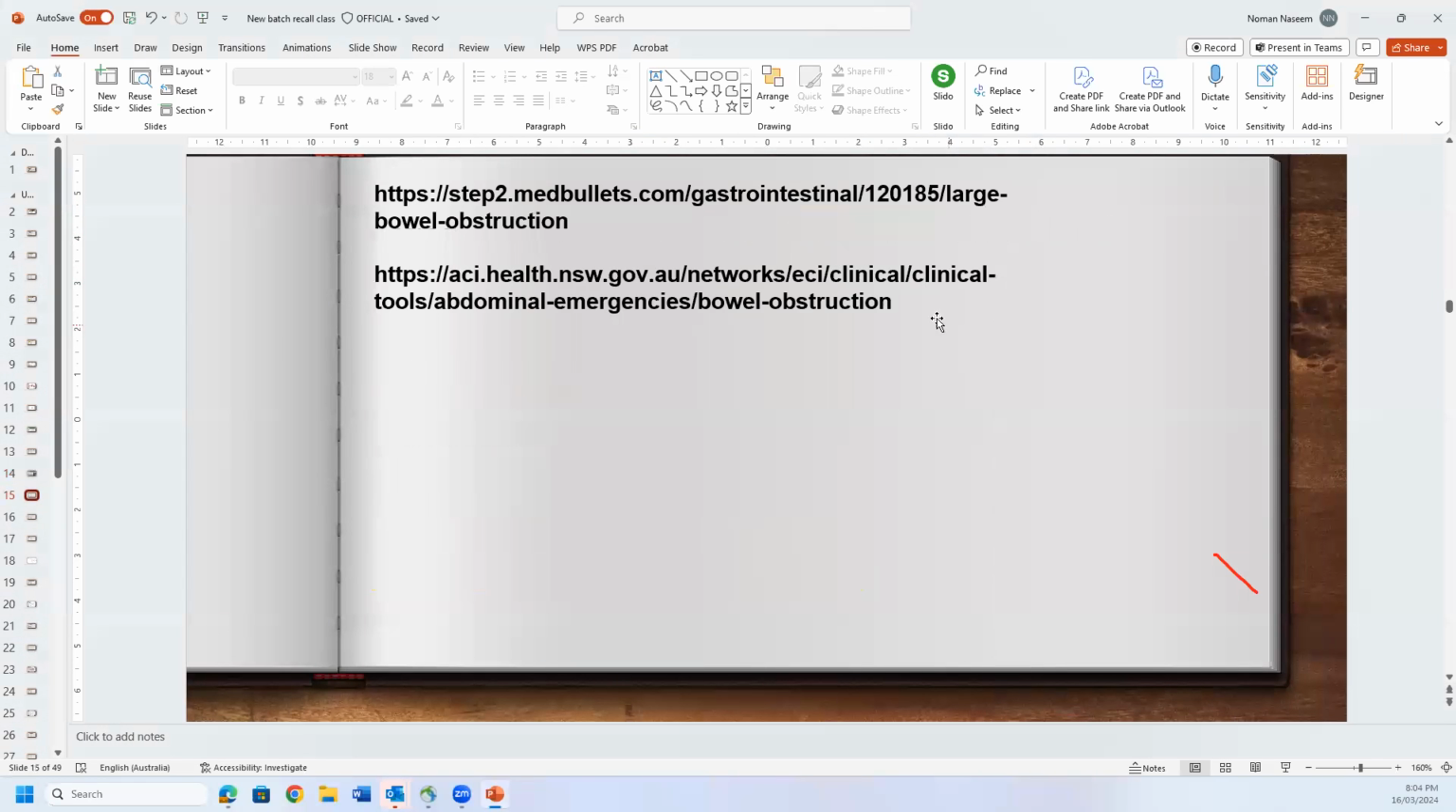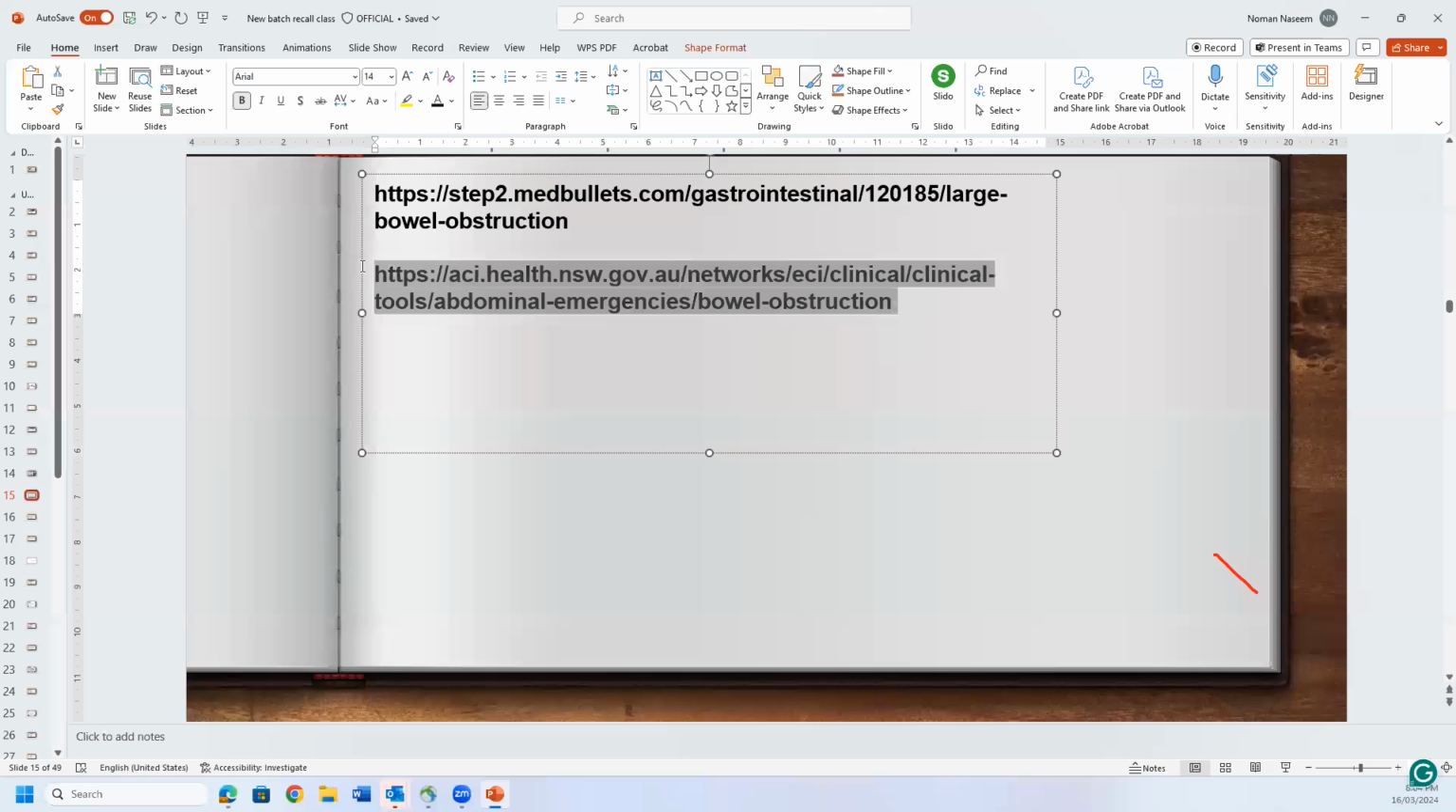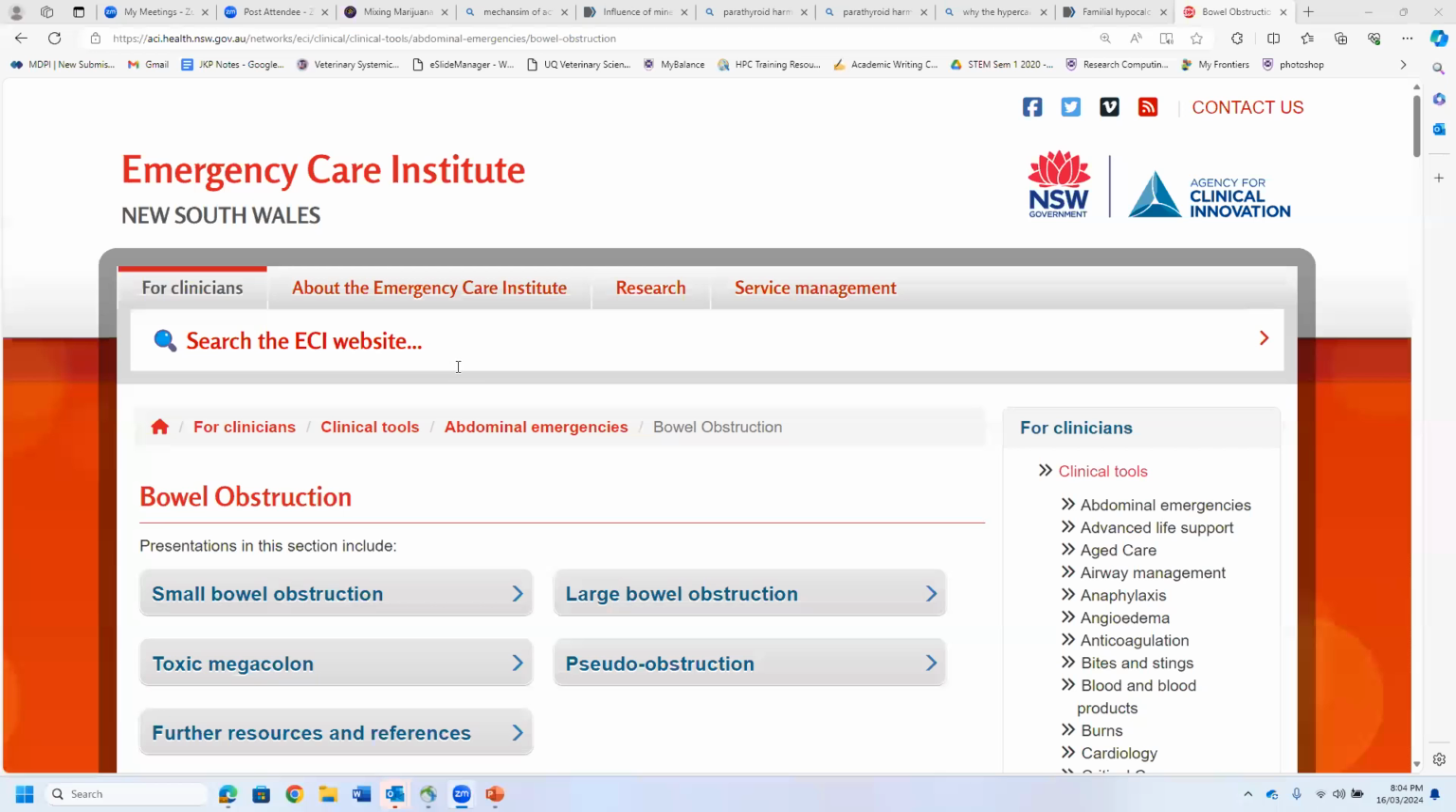Why not adhesion? Because they haven't given us any clue about why the adhesion could be there. Adhesions don't occur spontaneously. They occur because of some interruption of the abdomen, so post-operatively, or surgery has been done. Something like that will always be there. You guys can study the New South Wales emergency guideline. It's very, very well written and has all the information that you need for the exam.